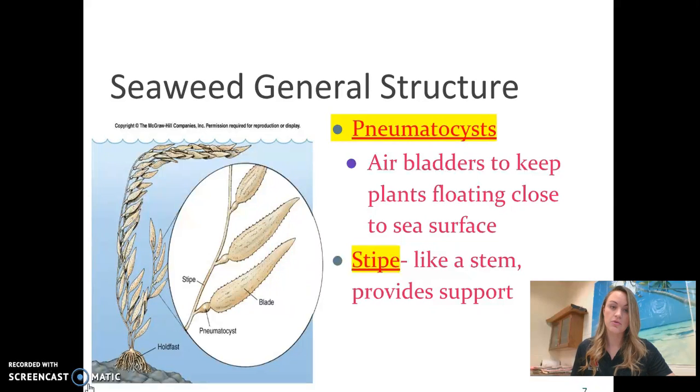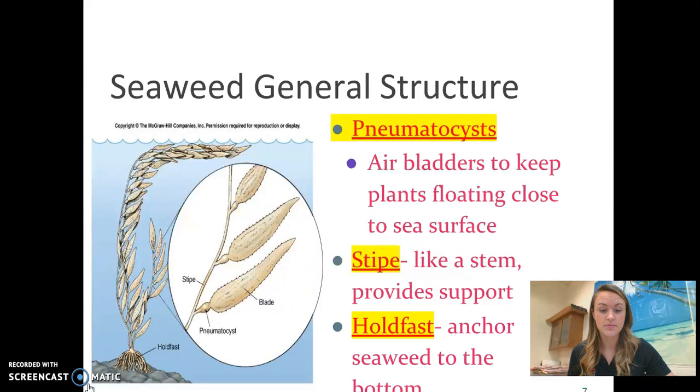I've circled the little air bladders on your diagram, and I'm going to show you some pictures of what exactly those look like. The stipe is very much like a stem, and the stipe is actually your fourth box on the right-hand side. There's a weird random box that doesn't have any lines drawn to it. You can cross out that box. So the second to last box on the right-hand side of your seaweed diagram is going to be labeled the stipe. This is our support system for our seaweeds.